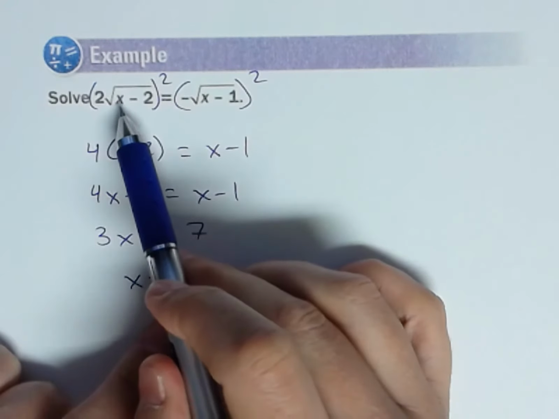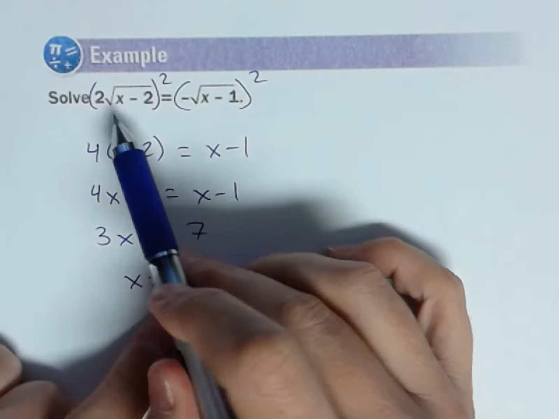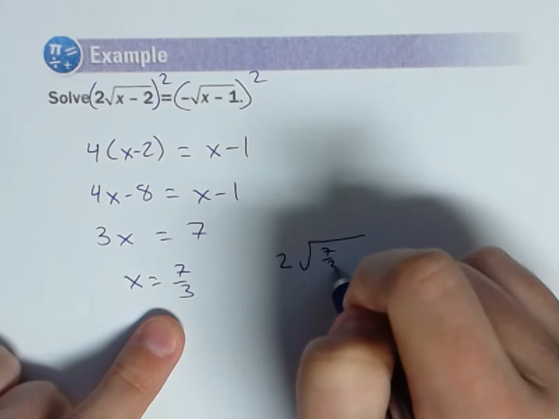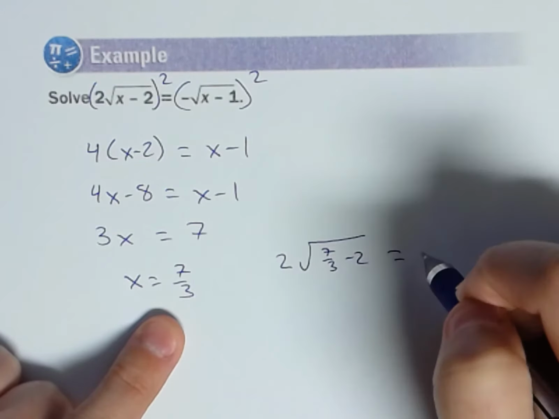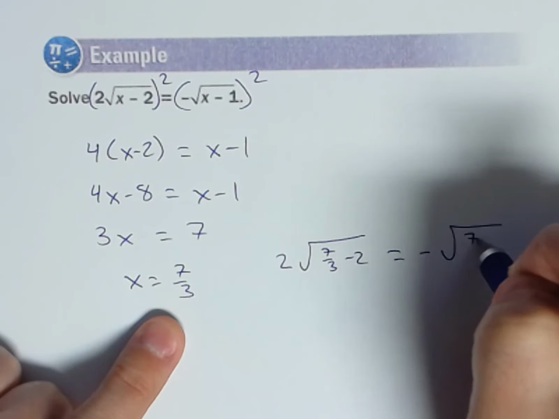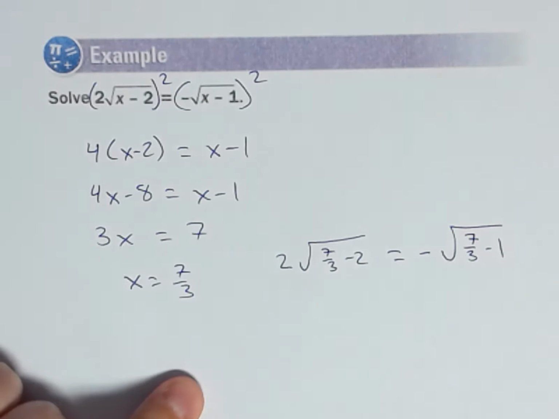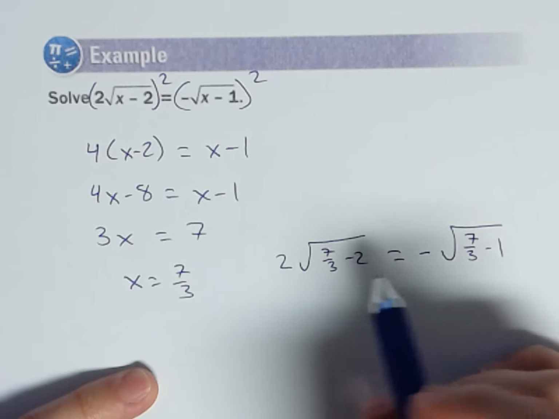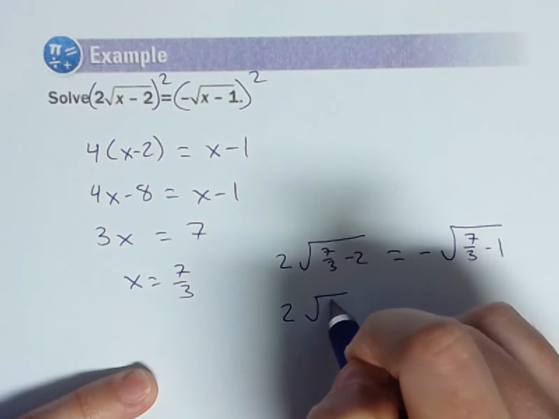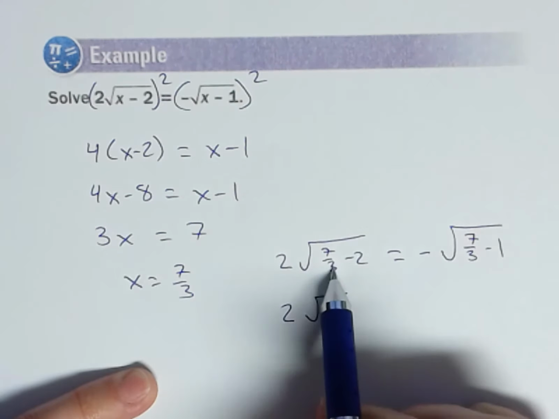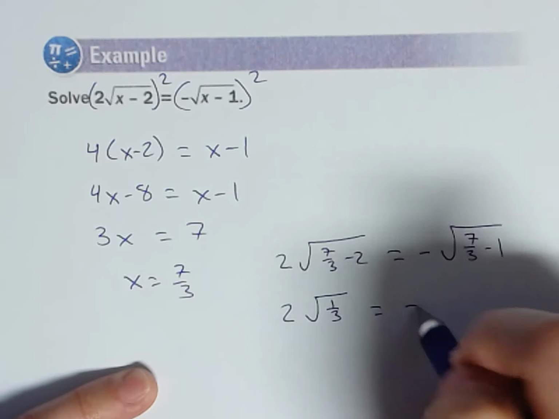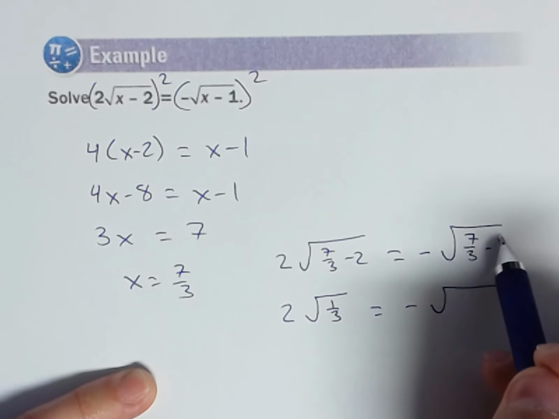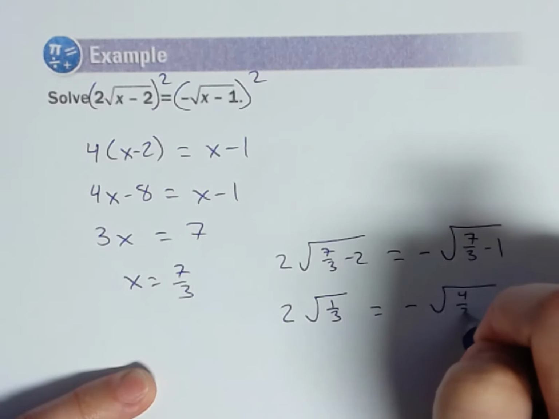So if I go plug it into my original equation, I get 2 times the square root of 7/3 minus 2 equals negative square root of 7/3 minus 1. Well, let's see if that's going to work. So 7/3 minus 2. 2 is 6/3, so that would be 2 times the square root of 1/3, right? 7/3 minus 6/3. On the right, 7/3 minus 1, so that'd be 3/3, so that'd be 4/3.